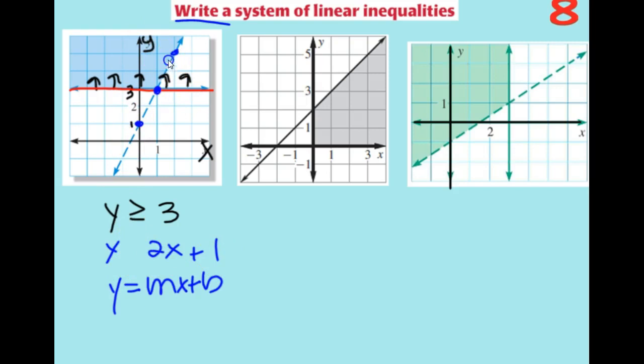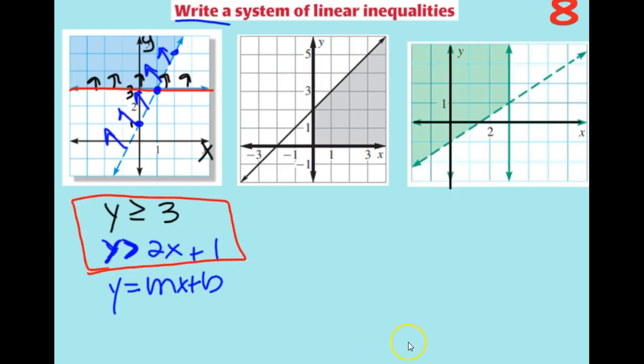This line is shaded above as well, and they both overlap right where that shaded region is. So greater than, again, is opening to the left. There's no equal to because this was a dashed line and not a solid line. So these would be your 2 answers.